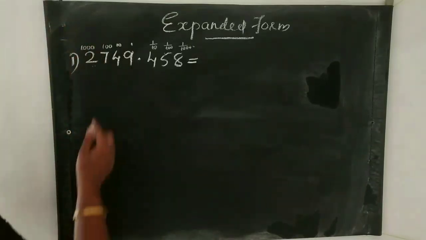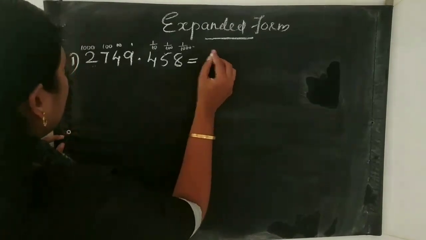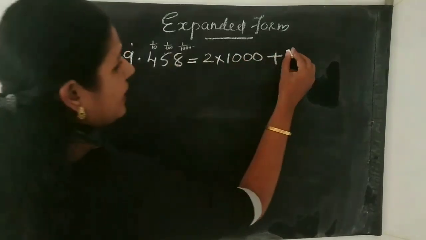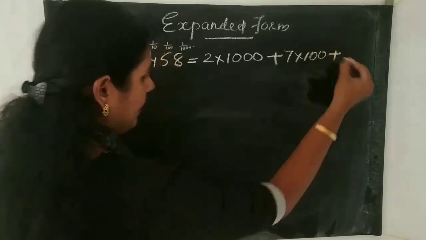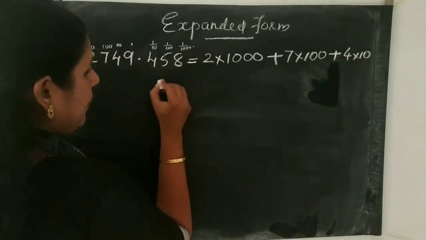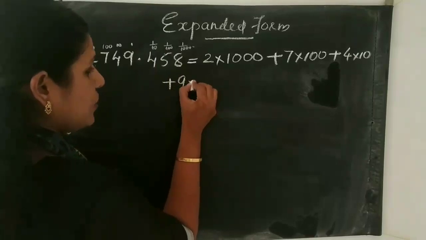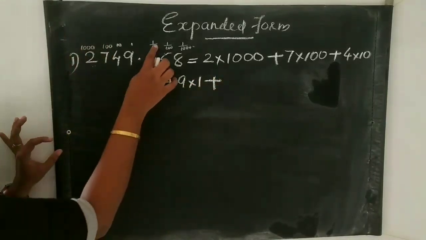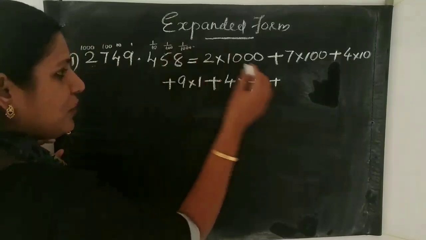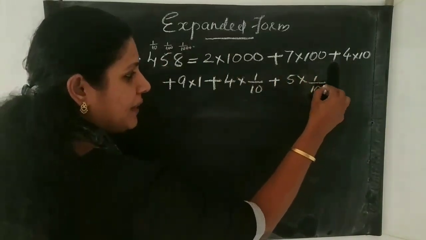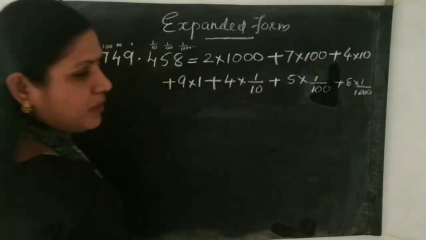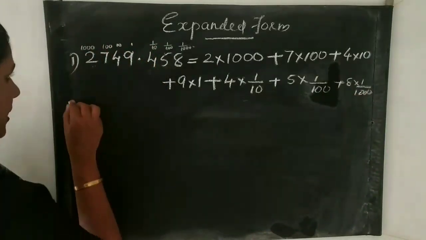Okay. Now this 2 into 1000 plus then 7 into 100 plus 4 into 10 plus then 9 into 1 plus this 4 into 1 by 10 plus this 5 into 1 by 100 plus this 8 into 1 by 1000. Okay.